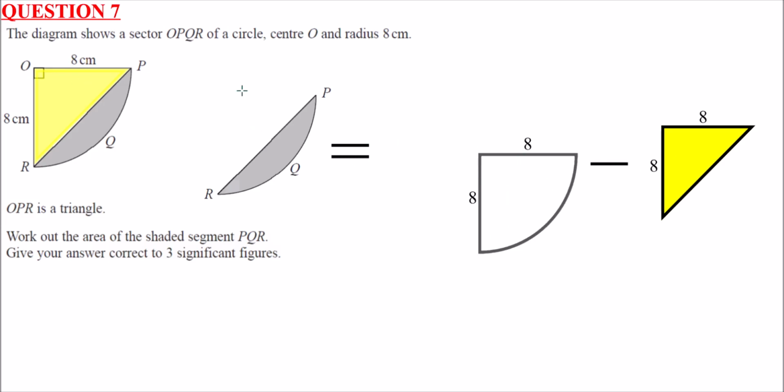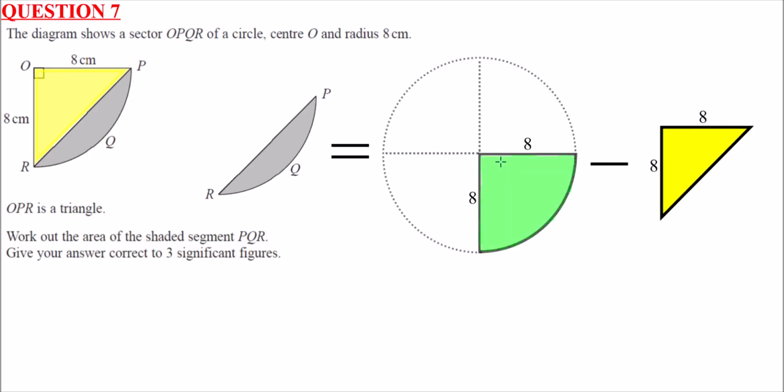So if that's a right angle, how much of a circle is this? Well, hopefully you can see that's a 90-degree angle, and a full circle's got 360 degrees. This has to be a quarter of a circle. So the shaded area is the area of this quarter circle. So the area of a circle is pi times radius squared. So this would be pi times 8 squared. But because it's a quarter of it, we need to divide that by 4.